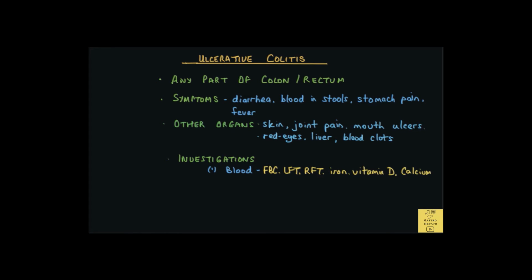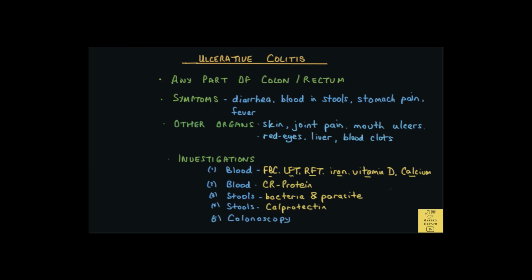Blood tests done include full blood count, liver test, kidney test, iron, vitamin D, and calcium. A blood test called CRP, C-reactive protein, measures the degree of inflammation. Stool culture is done for bacteria and parasites, as food poisoning may have similar symptoms. Stool calprotectin measures the degree of inflammation of the colon.